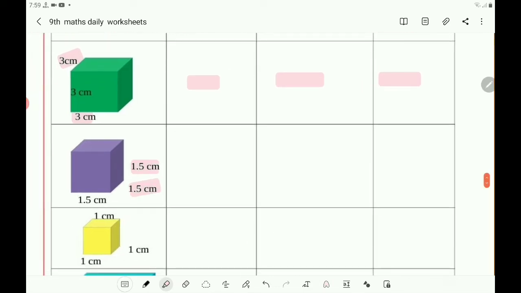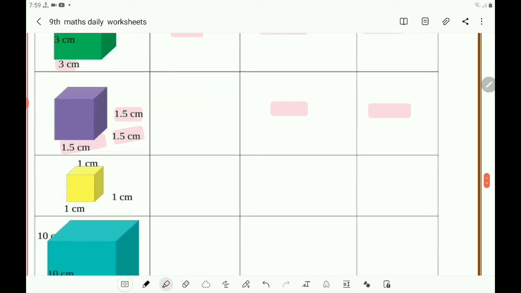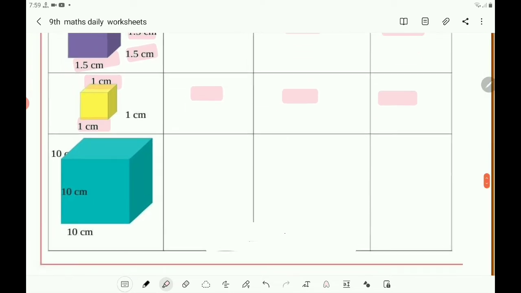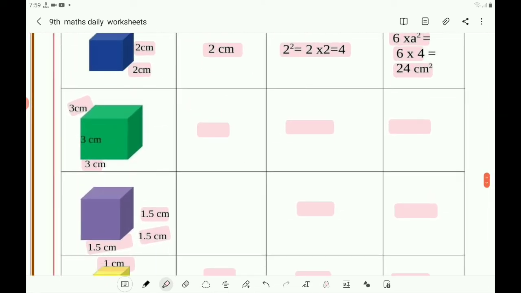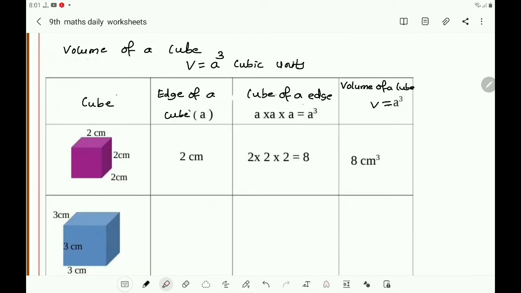Again here a equals 1.5 centimeter. Find a square and 6a square. Then a equals 1 centimeter. Write 1 here and a square means 1 square. Then 6 into 1 square, that is 6 into 1 you will get. Then a equals 10 centimeter. 10 square is 100. 6 into 100 you will get, that is 600 square units. Like this way, find the total surface area of all these cubes with the given edge.